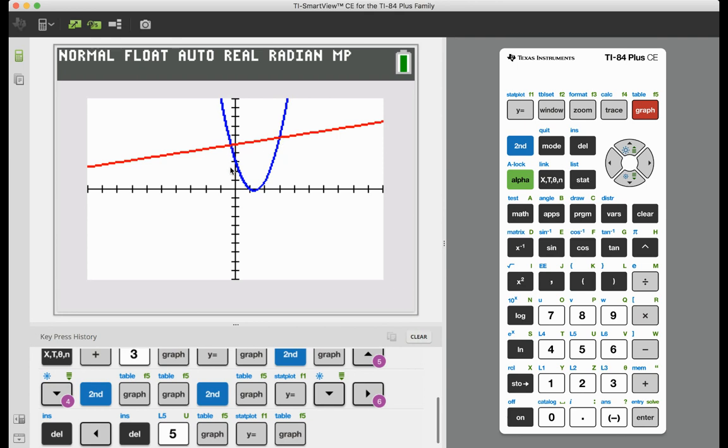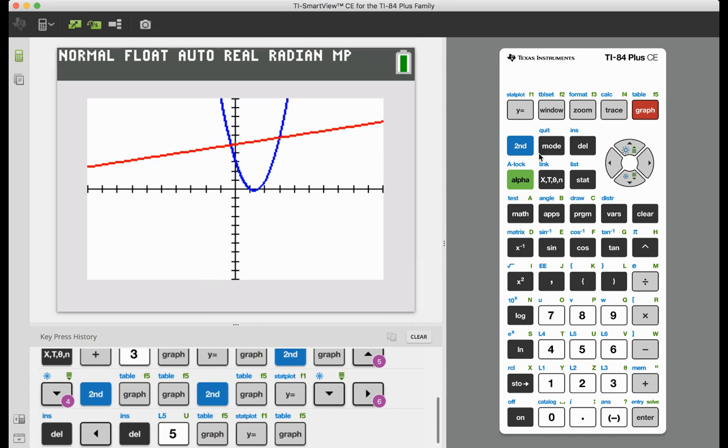I could also kind of tell that this is probably not going to be a value that I can find in my table. As I see, this is -1. It looks like it's somewhere between 0 and -1. And it looks like this one's right around 3, somewhere between 2 and 3.